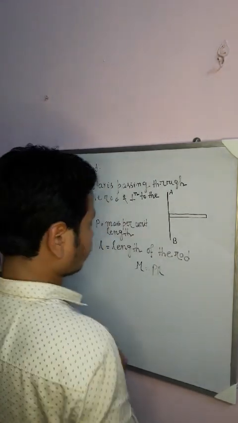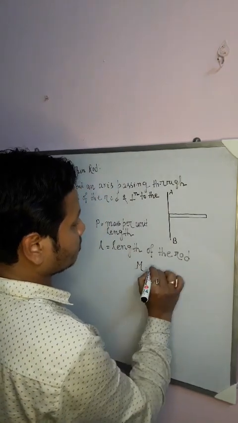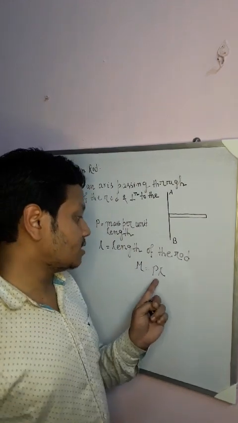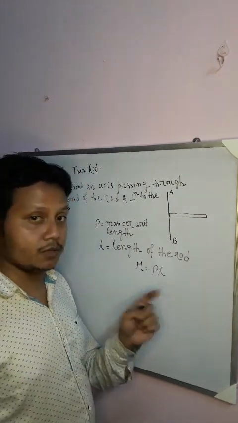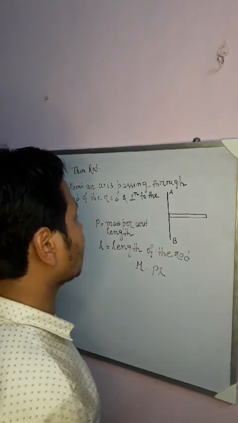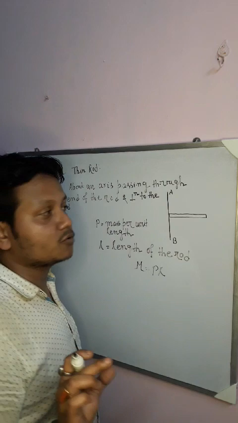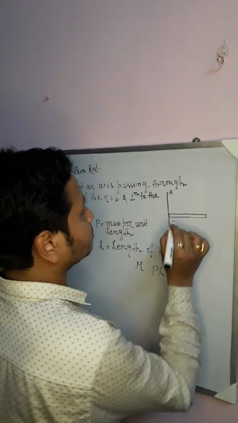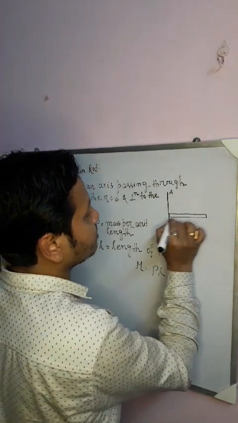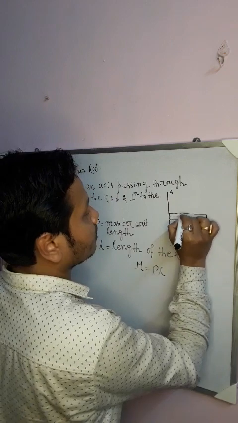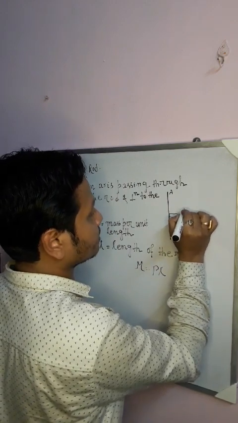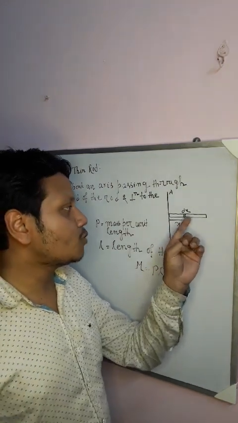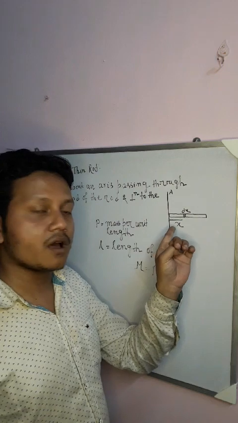Therefore the mass of the rod can be written as rho L. Simple, because rho is the mass per unit length, so for length L the total mass will be rho L. Now at first we have to find the moment of inertia due to a small elementary strip. So we take an elementary strip at a distance x, and the width of the strip is dx.